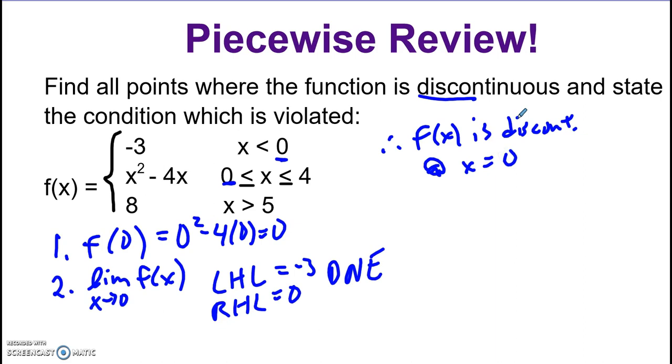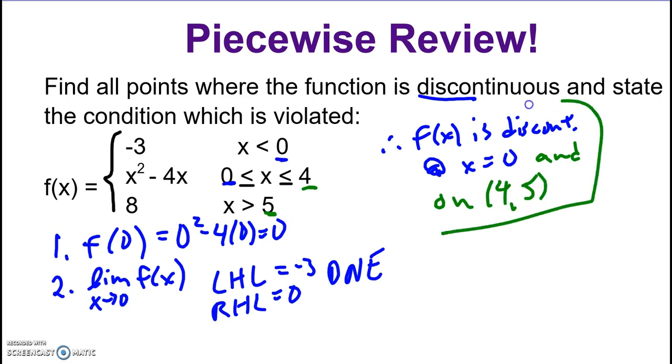Okay. And then hopefully you realize too, we still have some more domain restrictions. Right away, we have a gap. This is 4, and then it picks back up at 5. So we don't even need to test that. We see we have a gap, and it's discontinuous on the interval 4 to 5. So right away we see that just from our gap there.